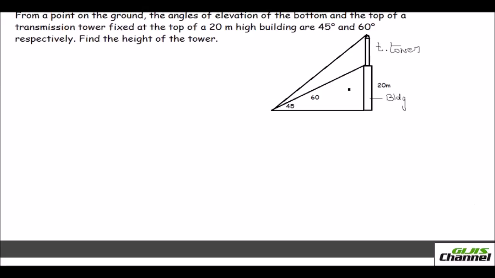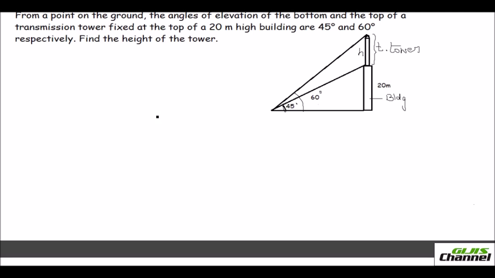The angle of elevation of the bottom and the top of the transmission tower is 45 and 60, okay? So the small one should be 45, and this big angle should be 60 degrees. Find the height of the tower. So you have to find the height of this tower. I just take it as h, okay?